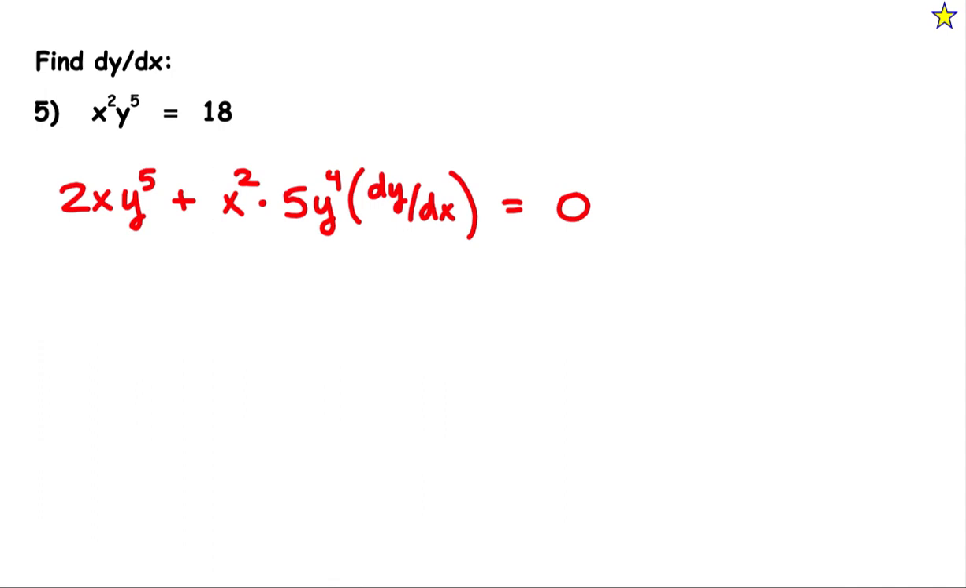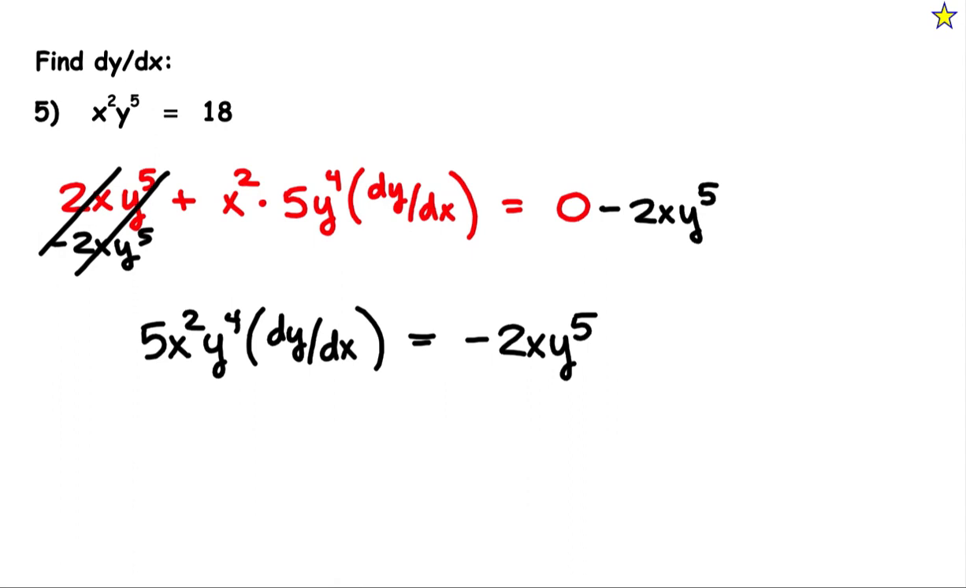All right. Let's get the dy/dx by itself. I will subtract and then divide. Okay, there's the subtraction. The 2x y to the fifth is gone from the left-hand side, and I kind of tidied up the left-hand side. It's 5x squared y to the fourth. I like to put the coefficient first, put the variables in alphabetical order, just a little smoother sounding. And now I'm going to divide by that very thing, the 5x squared y to the fourth, on both sides.